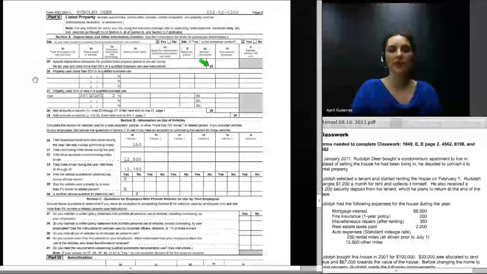Moving on to part 5 on page 2 of the form, we describe the car and the fact that we are claiming standard mileage on the car. We enter the amount of mileage being claimed on the car. For the car, we enter a description of the car.